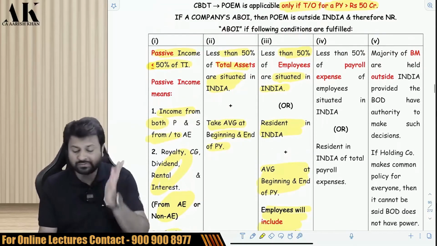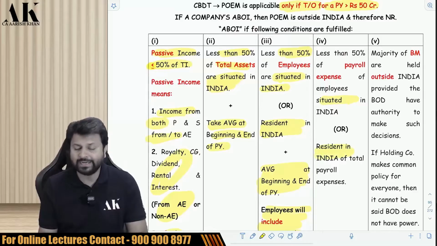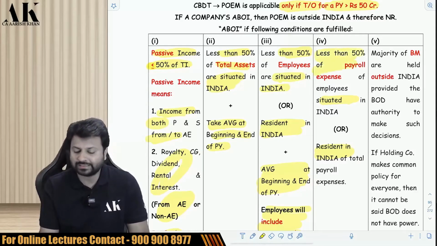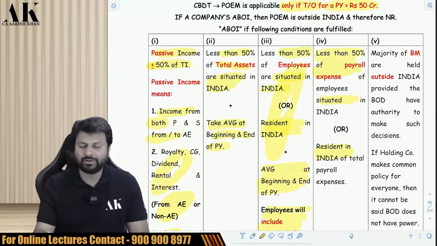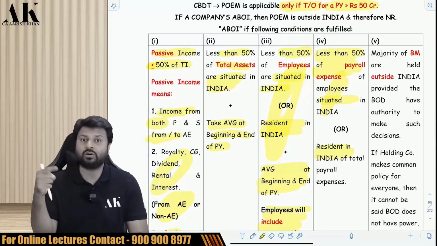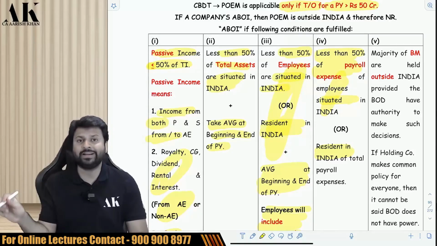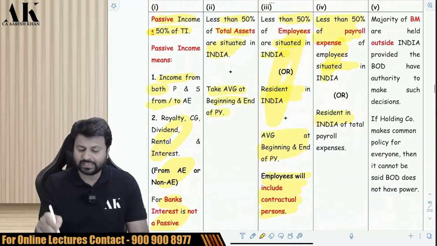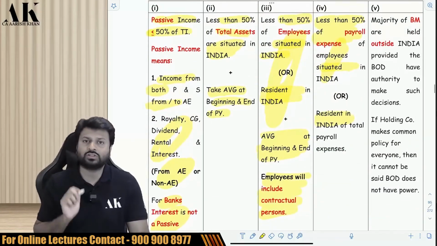Next, for the employees which are situated in India or which are resident in India, the total payroll expense for those Indian employees should also be less. This point number 3 was the number of employees. Point number 4 is regarding the amount, the expenditure which you incur on employees. That expenditure on employees situated in India or resident in India should also be less than 50% of the total cost of your payroll.